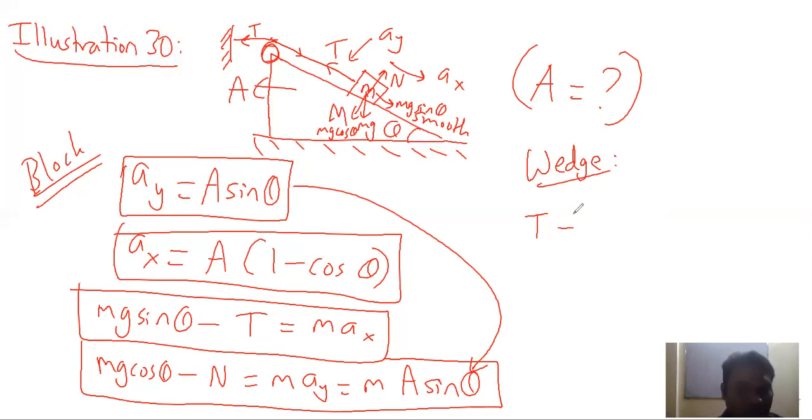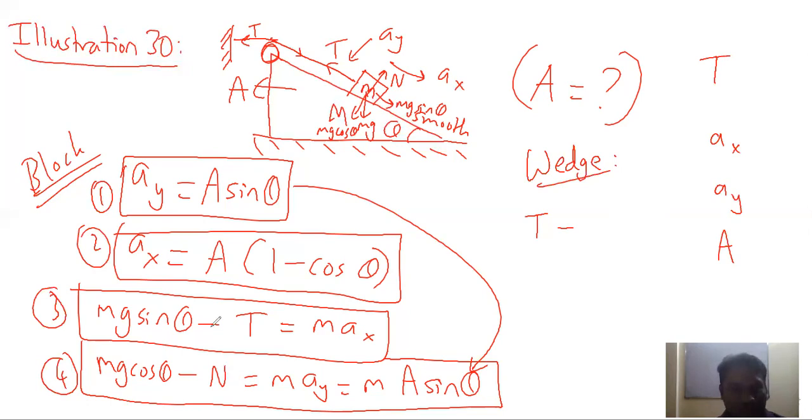Let us think first of all, how many equations do we have? In this case we have tension T as the unknown. We have a_x as the unknown, a_y as the unknown, and capital A as the unknown. So we already have 4 equations: 1, 2, 3, 4. So 4 equations and 4 unknowns: a_x, a_y, capital A, and tension. One more, the normal reaction, is also unknown. So we'll need one more equation.